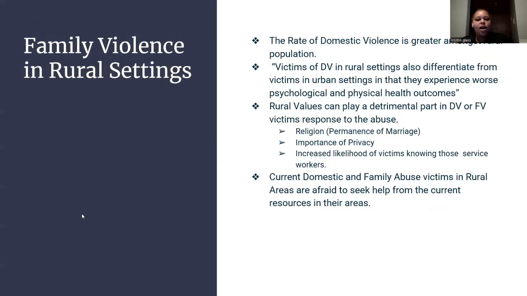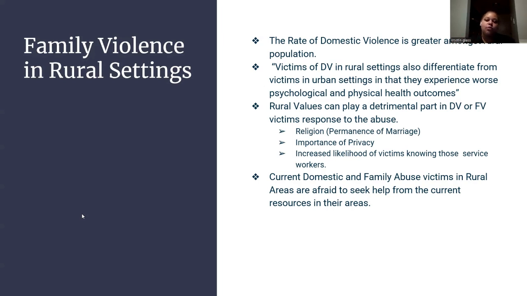So the rate of domestic violence is greater amongst the rural population. Victims of domestic violence in rural settings also differ from victims in urban settings in that they experience worse psychological and physical health outcomes. Rural values can also play a part in domestic violence or family violence, which goes back to the systems and how the family is a subsystem to the greater community.